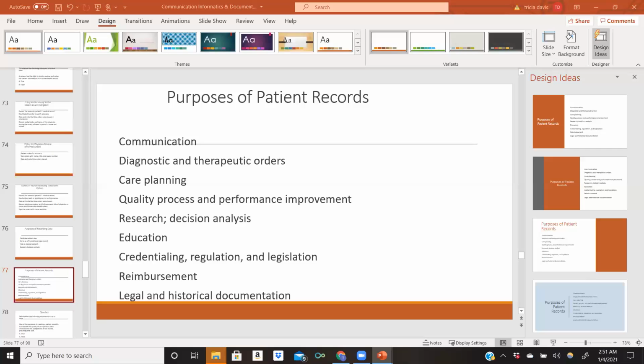It's also used for reimbursement. This is how we demonstrate to insurance companies the treatments that we've provided and how we want to get paid. And then it's also historical documentation. Because all entries on the records are dated, the record has value as a historical document. Years later, you can go back and find information that concerned a patient at a certain time, and it's considered historical because you have that timeline there.